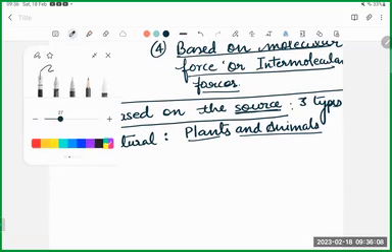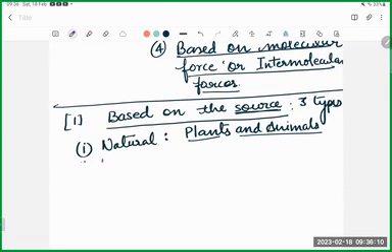With the examples of the natural polymers, examples are very important for one mark question. So you have seen the source. Now let us go for the example. So starch I would take first, starch, then protein.